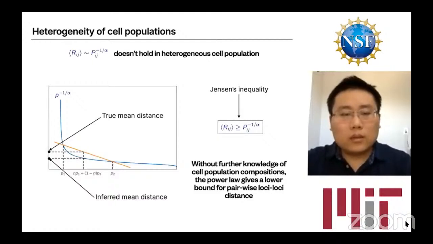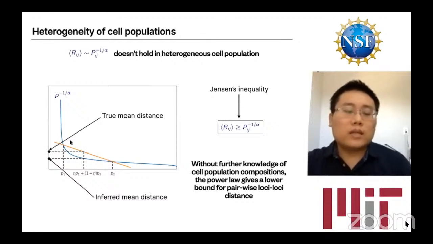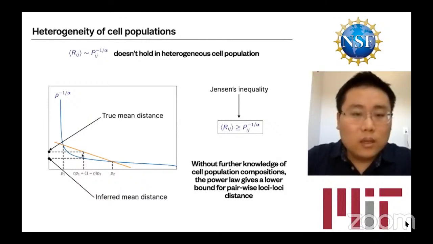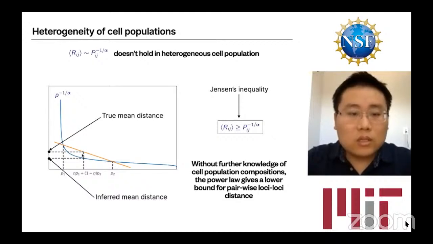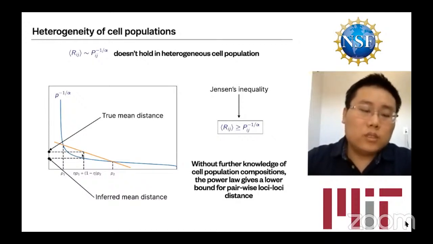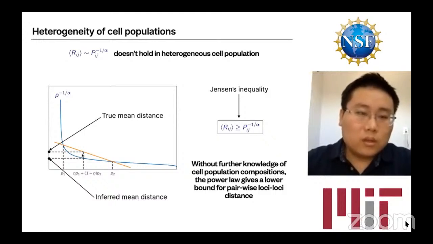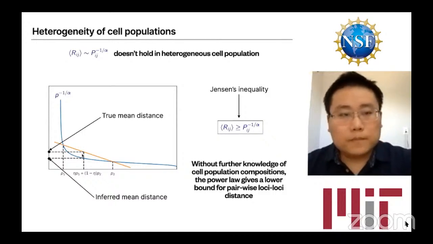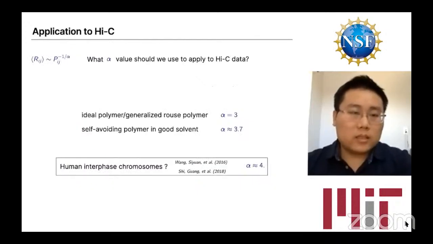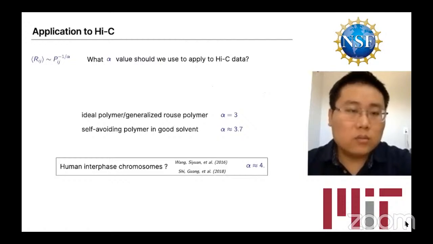This can be demonstrated in a special case where there are only two subpopulations, so that using Jensen's inequality, you can prove that this power law relation is a lower bound. So this suggests that without further knowledge of subpopulation compositions, it is reasonable to use this power law to infer the distance matrix from the Hi-C data. Then we would like to apply this to the Hi-C data. The next question is, what alpha value should we use?